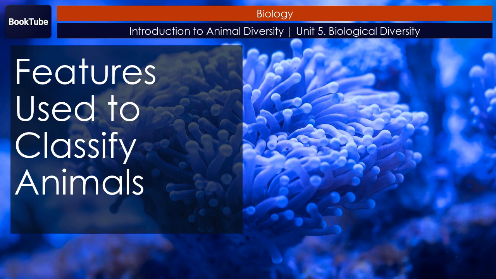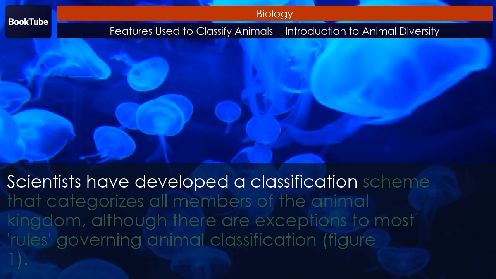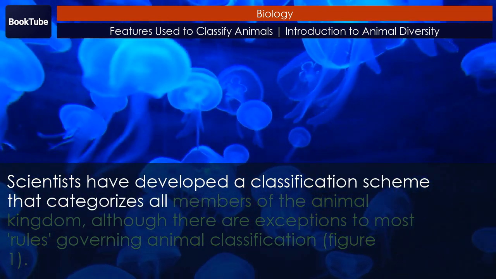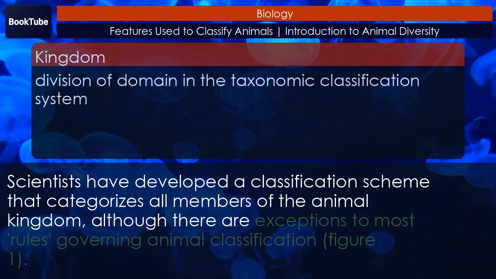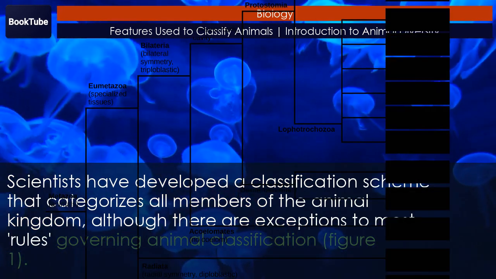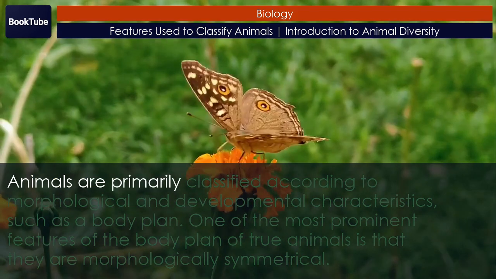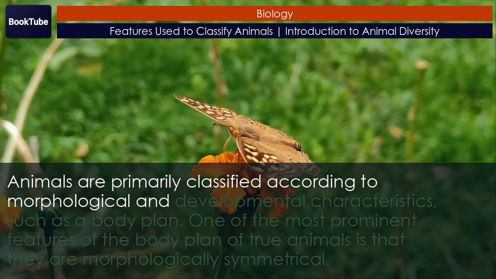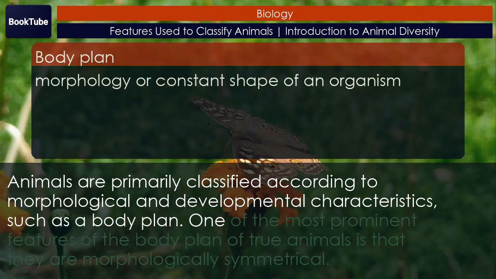Features used to classify animals. Scientists have developed a classification scheme that categorizes all members of the animal kingdom, although there are exceptions to most rules governing animal classification. Figure 1. Animals are primarily classified according to morphological and developmental characteristics, such as a body plan.